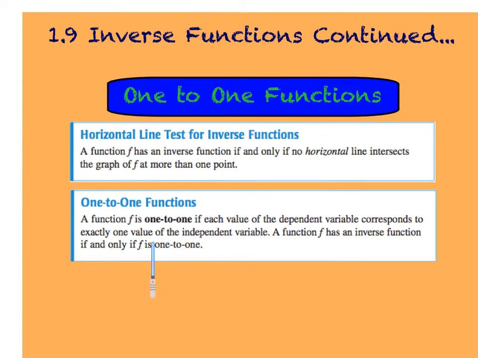All right? So to be one-to-one, they have to exactly be one. There's not allowed to be any cheaters going either way. All right? You're not allowed to have two separate y values now.